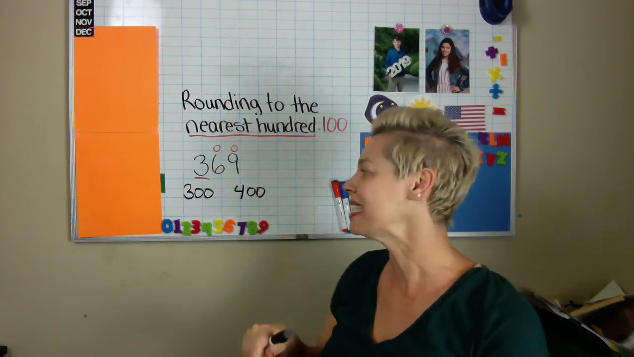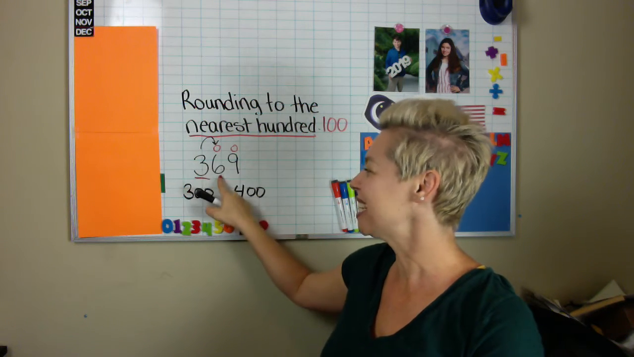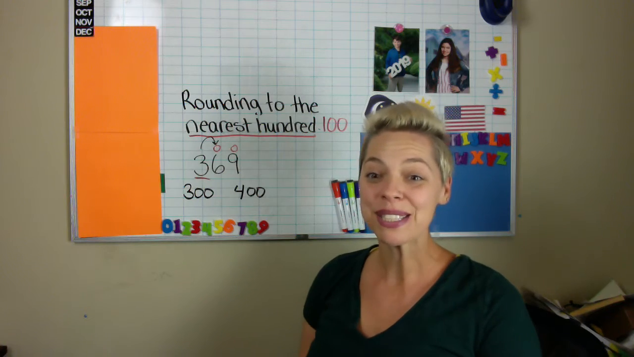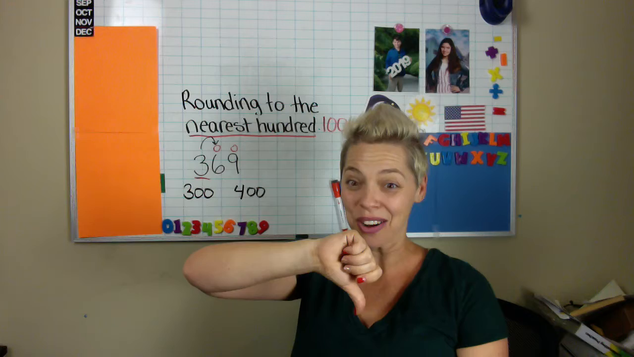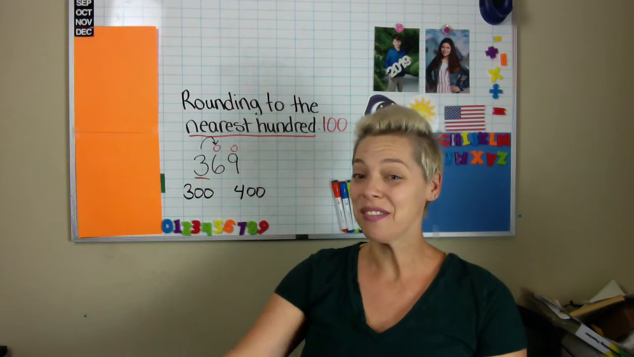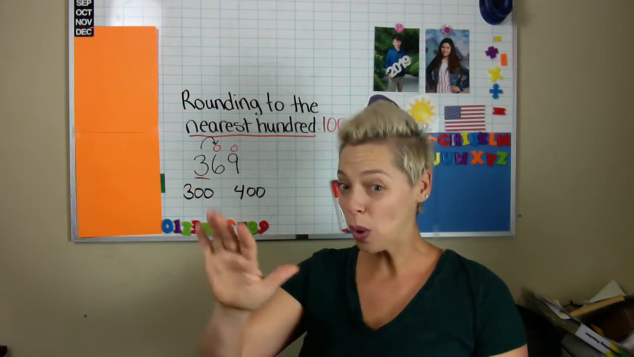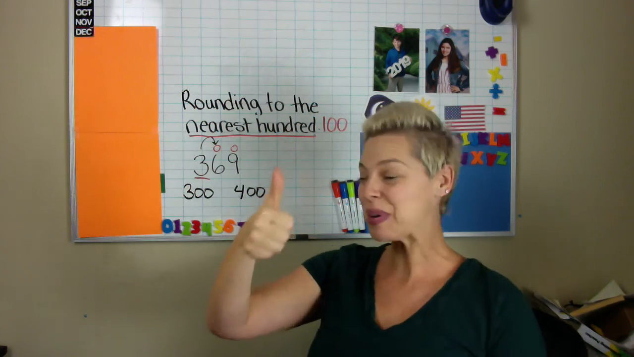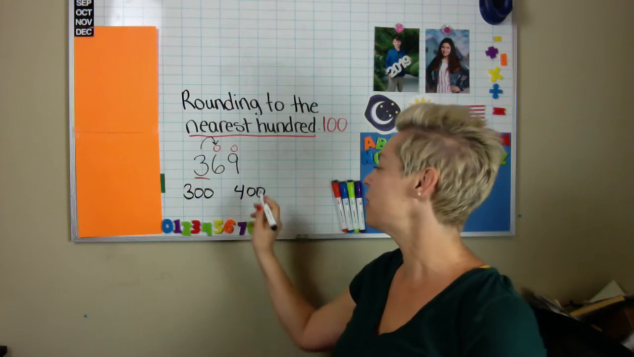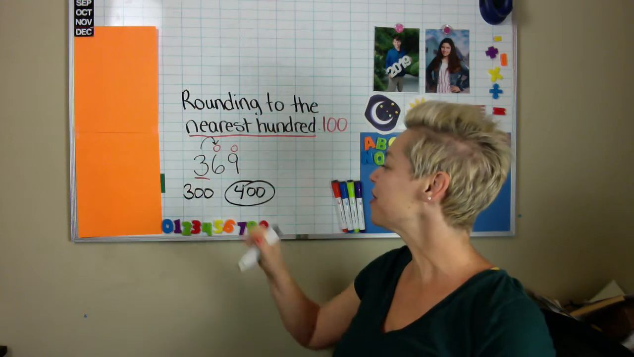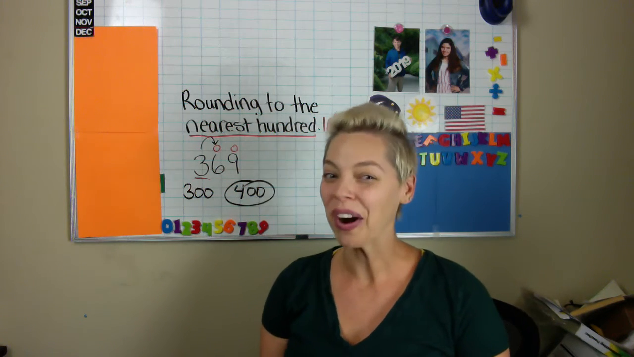369. I'm going to find the hundreds, and I'm going to look next door, which is the tens place. The tens place is going to tell me if I'll be rounding up or rounding down. Well, the rule is if the number is a 5, 6, 7, 8, or 9, you are rounding up. And look what it is. It's a 6. So the answer to this problem is 400. 369 rounded to the nearest 100 is 400.